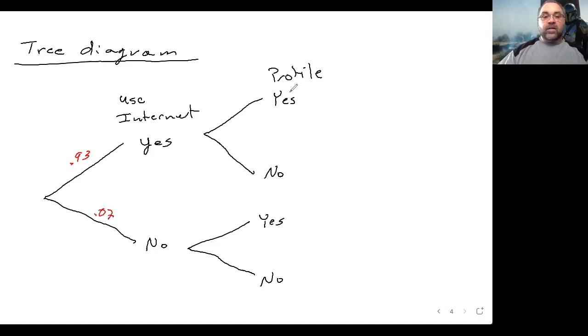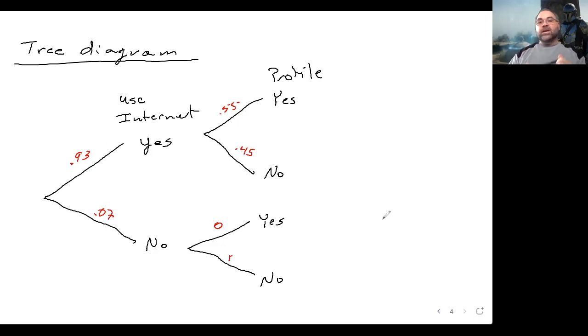Right? And then of those who are online, so given that they're online, that's a conditional probability. We know 55% had a social media profile, so that means 45% did not. So if they're not online, what's the probability they have a social media profile? Well, that would be 0. And so what is the probability that it's not? Well, that would be a 1.